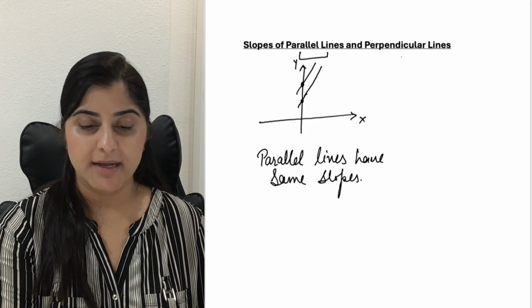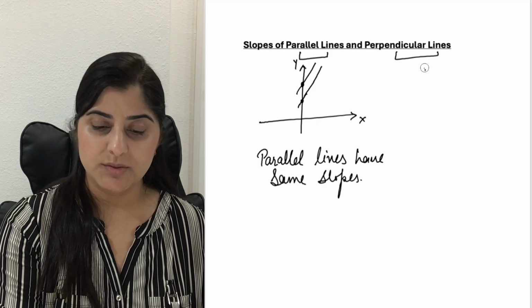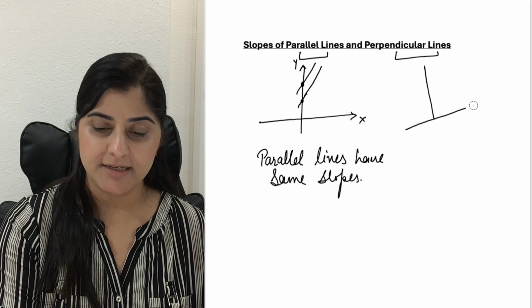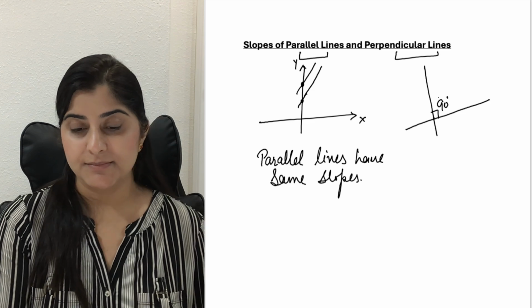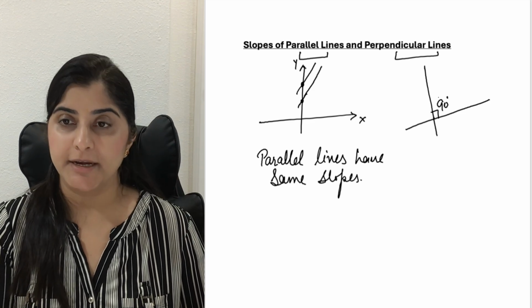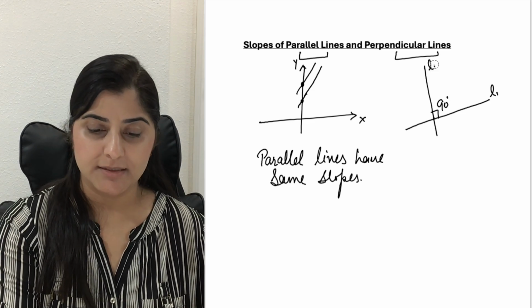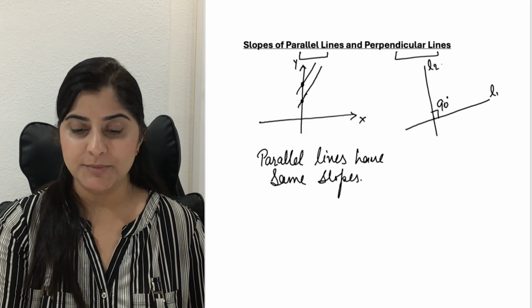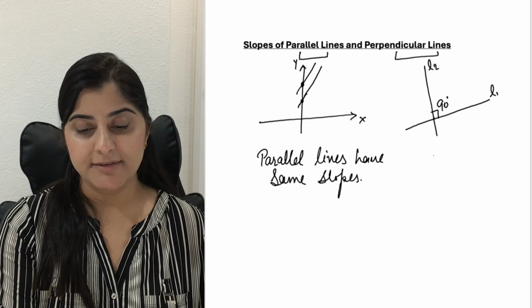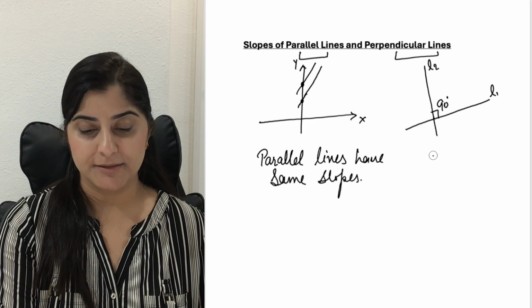And perpendicular lines are the lines which are crossing each other at a 90-degree angle. So these two lines are called perpendicular lines. This is line 1, this is line 2. And what is the relationship between their slopes? Their slopes are negative reciprocal of each other.